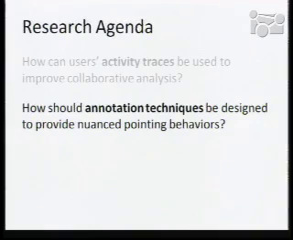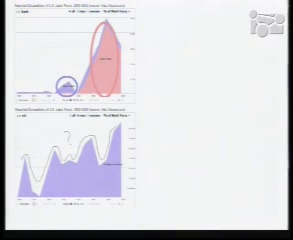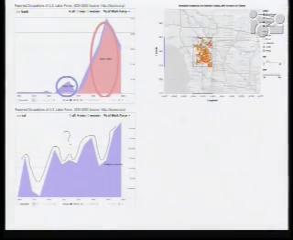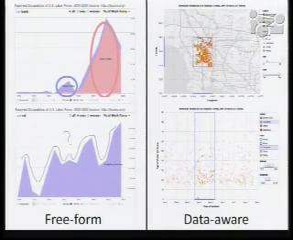Now, another question is, how should annotation techniques be designed to provide nuanced pointing behaviors? So for example, in Census, we had this geometric, graphical form of annotation. However, this is somewhat limiting in that it only works on these particular views of the data. Now, there's other things we might do that are a little more formalized and metric, so we might actually tie this to underlying data. And so is there a dichotomy between these free-form graphical annotations and these more structured forms of data-aware annotations? And could we devise maybe new interface techniques that more fluidly bridge between these two worlds?